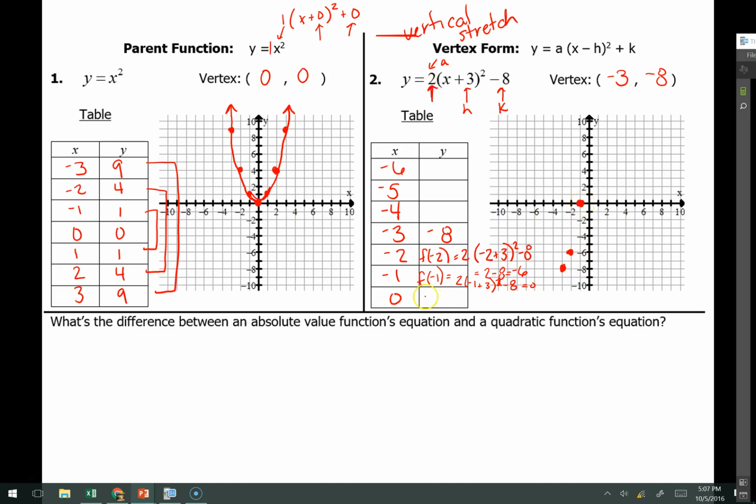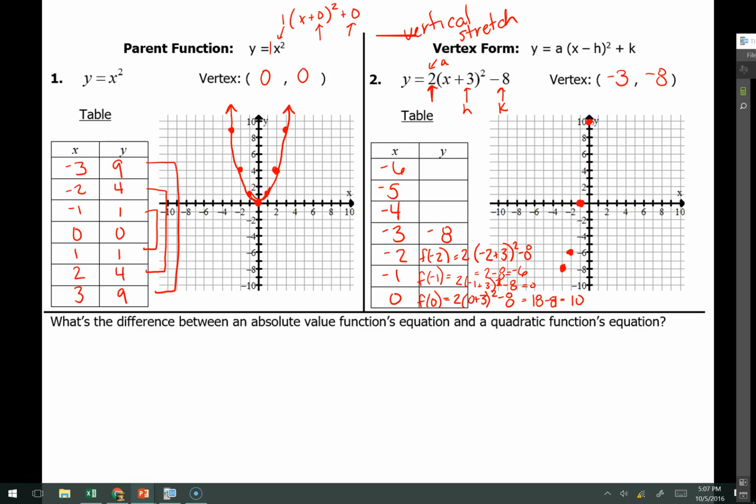All right, let's do one more of those. F of 0 is going to be 2 times (0 plus 3) quantity squared, minus 8, which means I have 0 plus 3 is 3, 3 squared is 9, 2 times 9 is 18, 18 minus 8 is equal to 10. So at 0, my value is going to be all the way up here at 10.